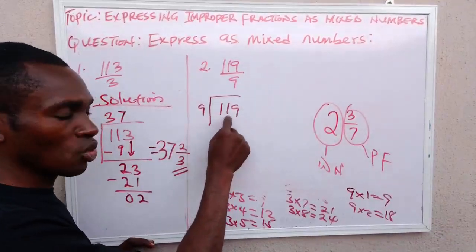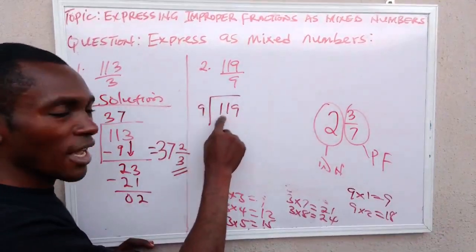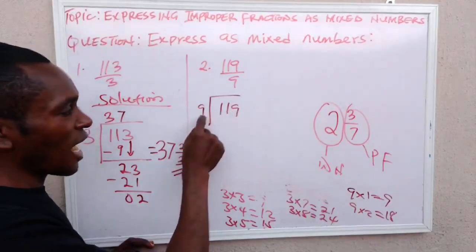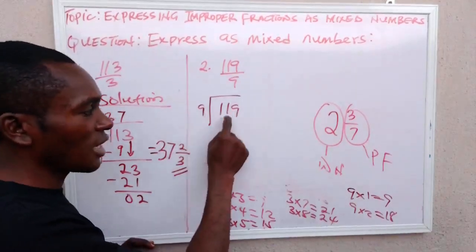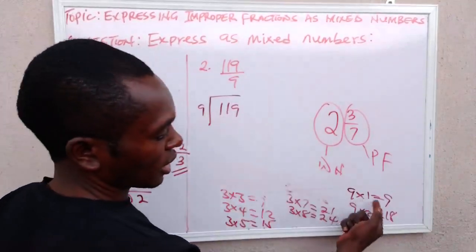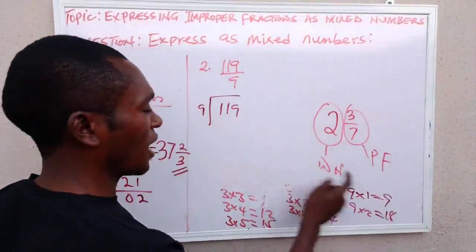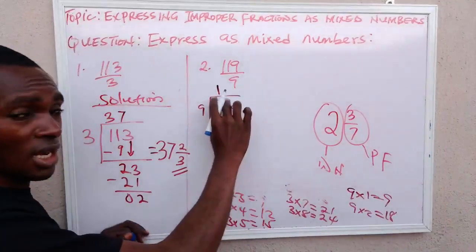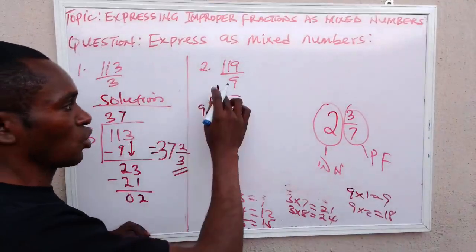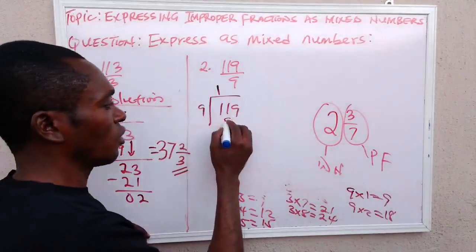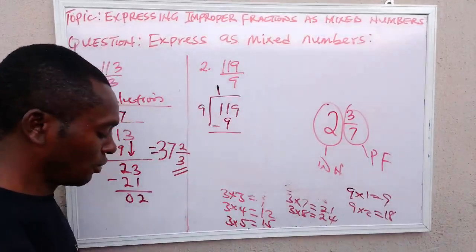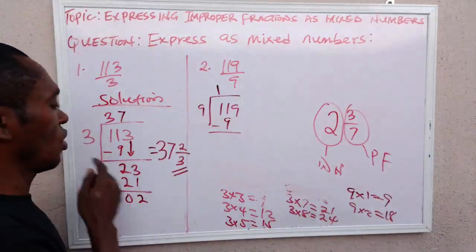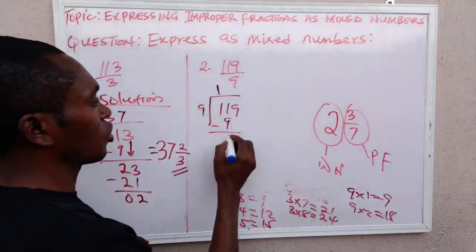9 cannot be found in 1, so I'll pick the first 2 digits, which is 11. So how many 9s are in 11? If you do 9 times 1 is only 9. It's only one 9 that we can find. So we cannot use 18 because 18 is bigger than 11. I've explained it here. So 1 times 9 will give us 9. Then you subtract 11 minus 9, which will give us 2.